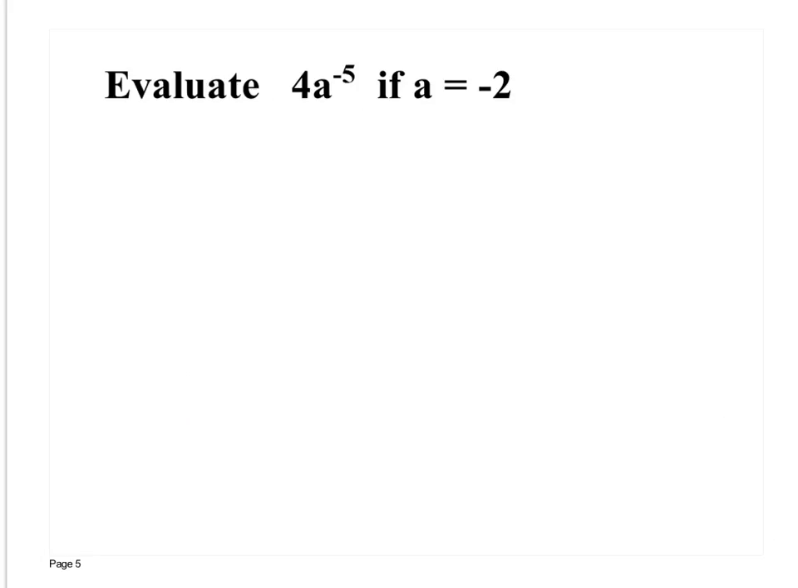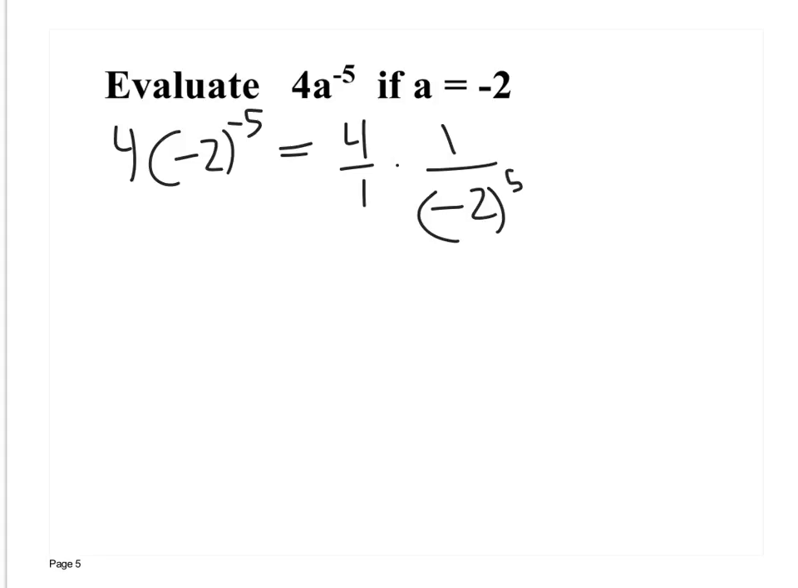Evaluate. You have 4 times a to the negative 5th power, so I'm going to rewrite it plugging negative 2 in for a, which since it's a negative number, I want to write with parentheses. And then I want to rewrite negative 2 to the negative 5th power like we've been doing. I want to write that as a fraction. So I'm going to write 4 over 1 as a fraction. I'm going to multiply it by what negative 2 to the negative 5th power is with a positive exponent, and that's 1 over negative 2 to the 5th. Now you don't really have to write 4 over 1. You can put 4 on top of the negative 2 to the 5th, but I'm just doing it so you understand what we're doing. Then do negative 2 to the 5th power.